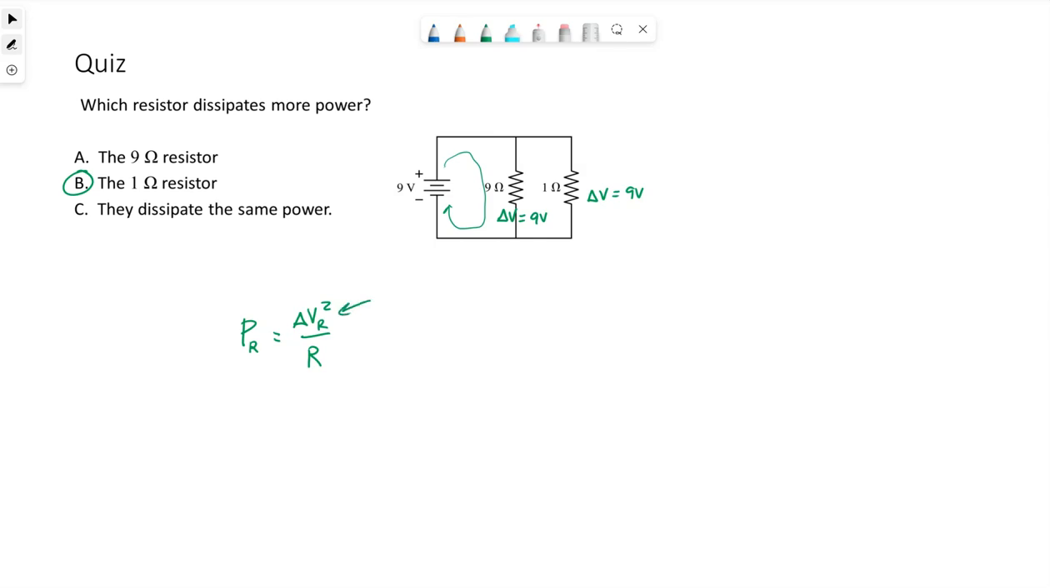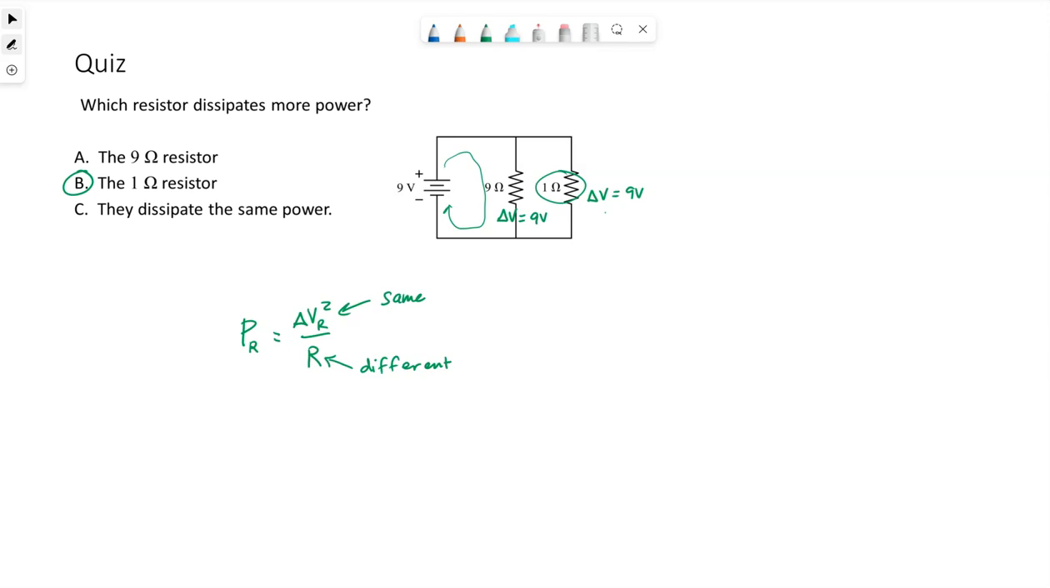So they have the same voltage, but different resistor values. By looking at the power in terms of just one thing in the equation that's different, I can compare them. So larger power is going to be for the 1 ohm resistor because R is in the denominator of this equation. Smaller R means a larger power.